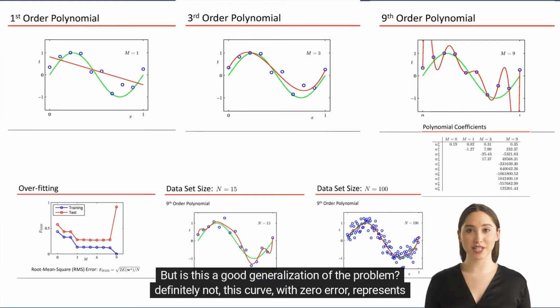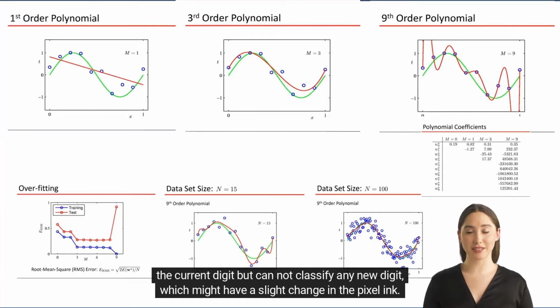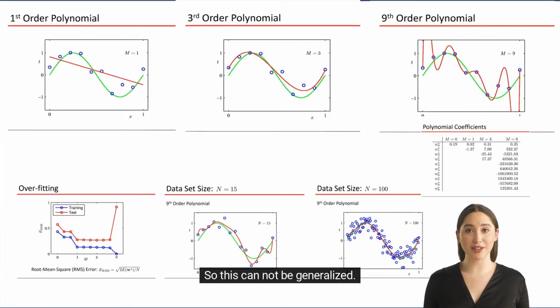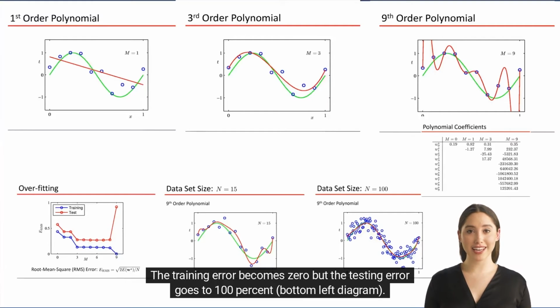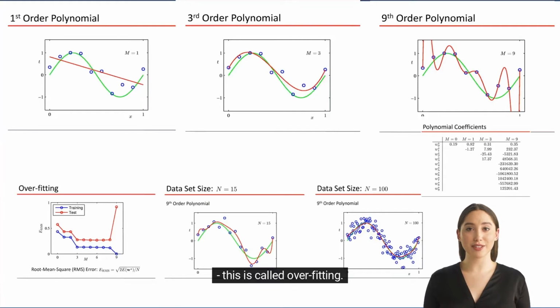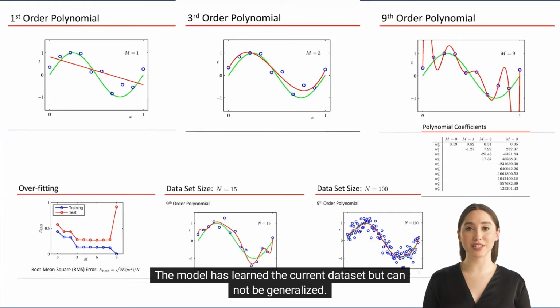But is this a good generalization of the problem? Definitely not. This curve, with 0 error, represents the current digit but cannot classify any new digit, which might have a slight change in the pixel ink. So this cannot be generalized. Also, you can see at the ninth order the polynomial weights become huge. The training error becomes 0, but the testing error goes to 100%, bottom left diagram. This is called overfitting. The model has learned the current dataset, but cannot generalize.